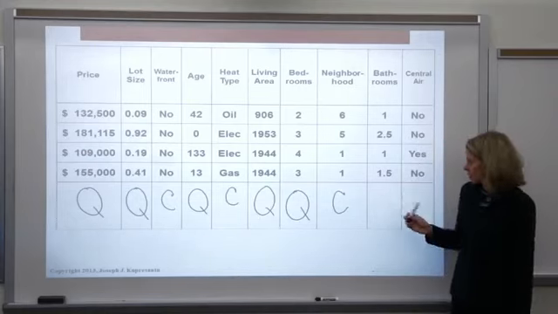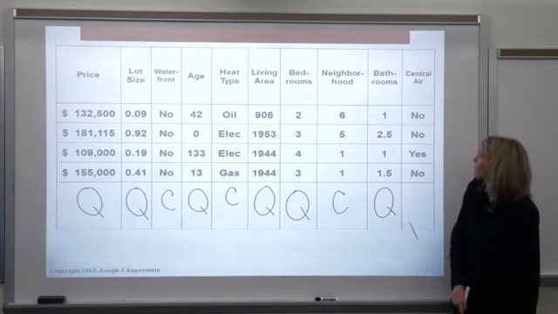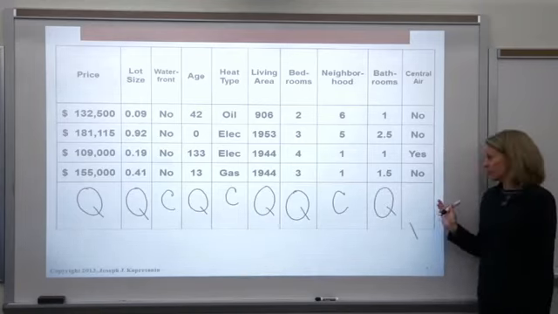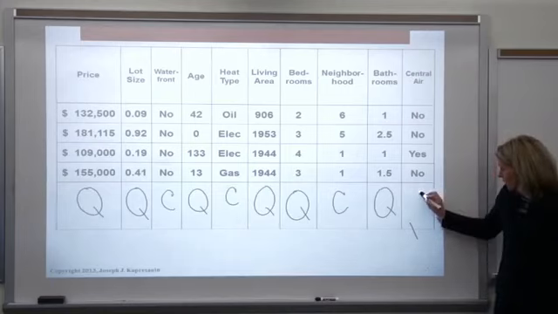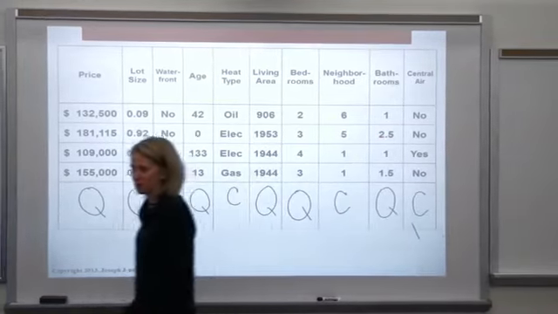Bathrooms is the number of bathrooms. You could figure out the average number of bathrooms. That's going to be quantitative. And then finally, central air. Does the home have central air conditioning or not? That one would be categorical. So hopefully you did well with those.